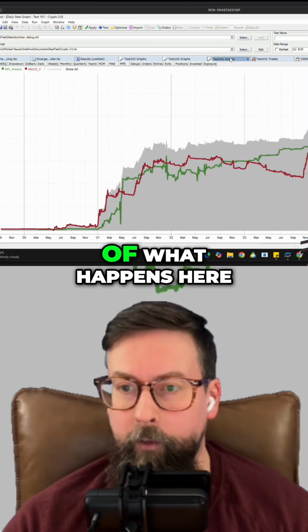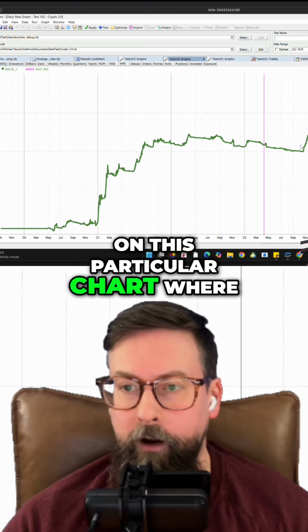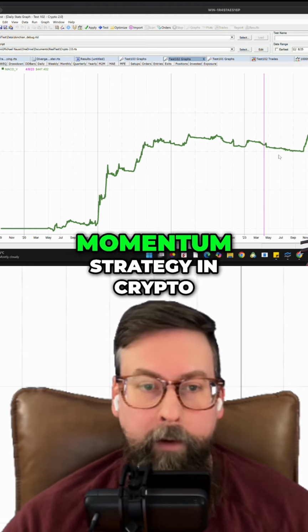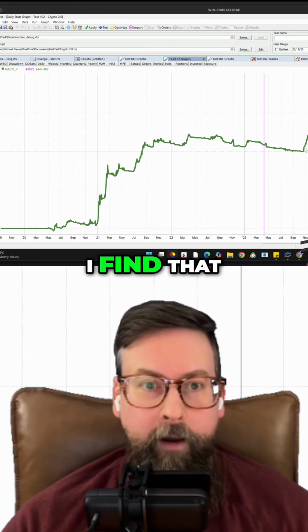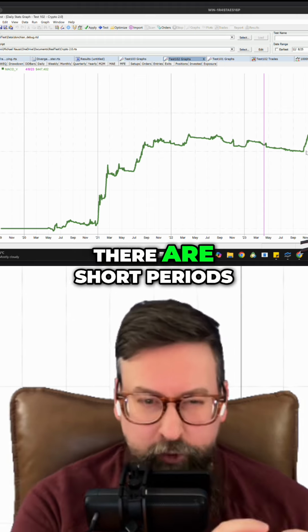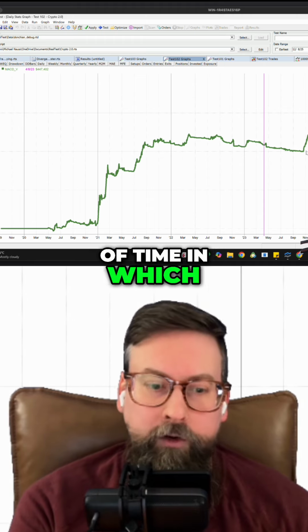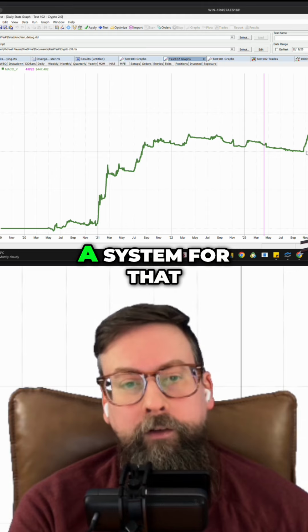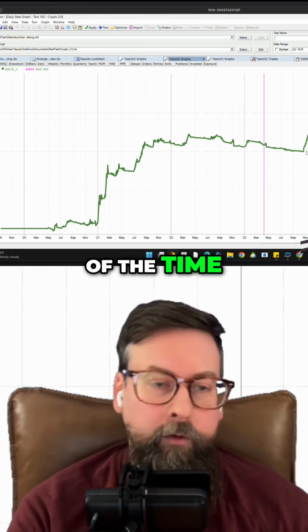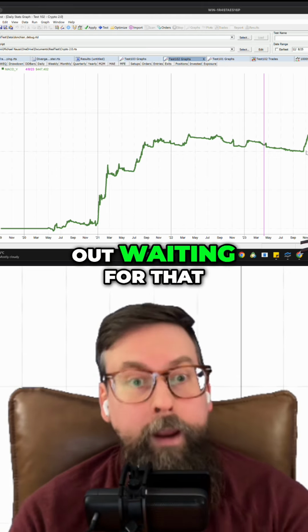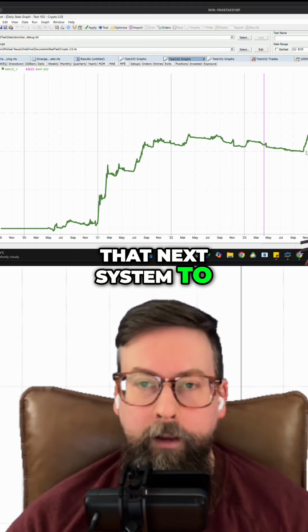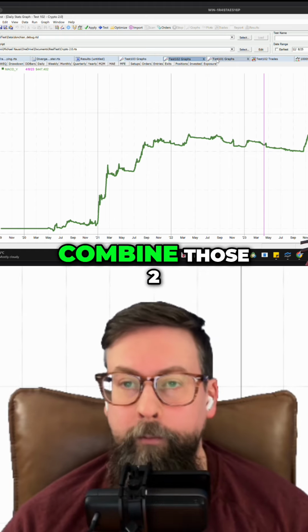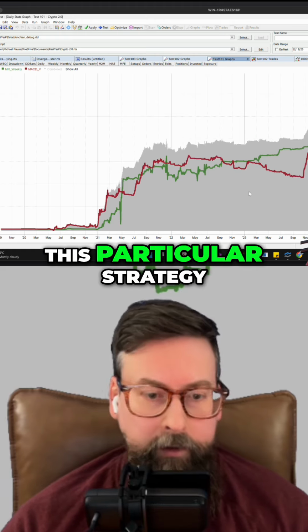You can see what happens on this particular chart, where, just like the other momentum strategy in crypto, I find that there are short periods of time in which crypto really experiences explosive momentum, and you want to make sure you have a system for that. And then the rest of the time, you're just getting dinged and stopped out, waiting for that next system to give way. And then if you combine those two, you end up getting this particular strategy.